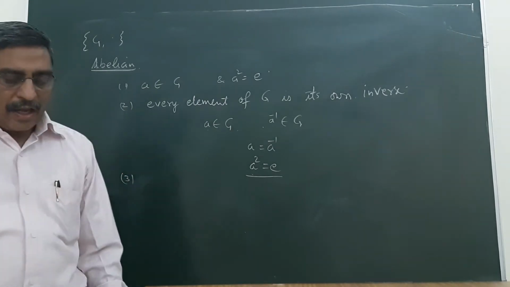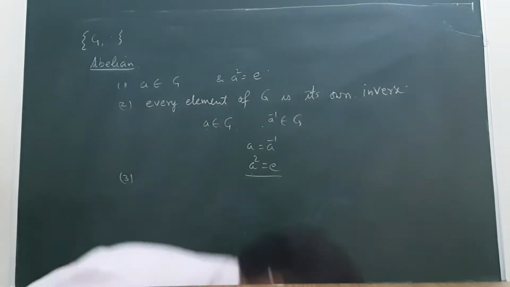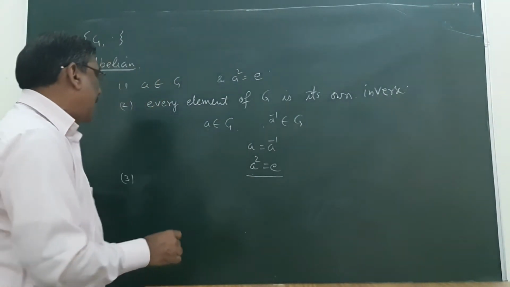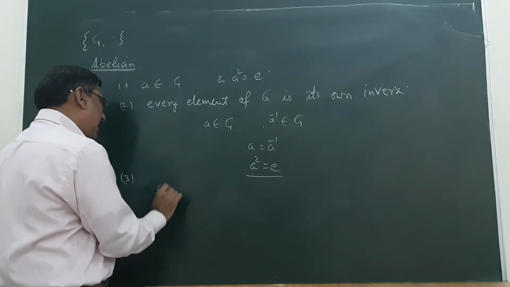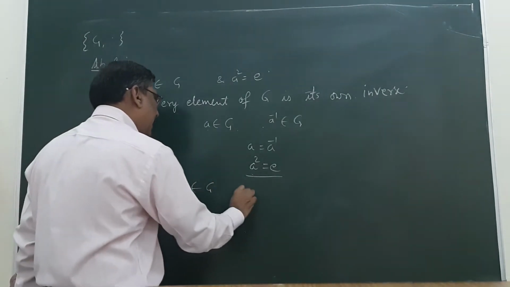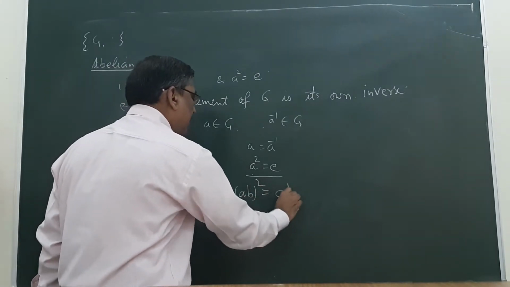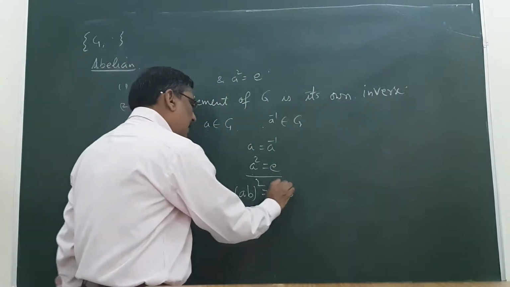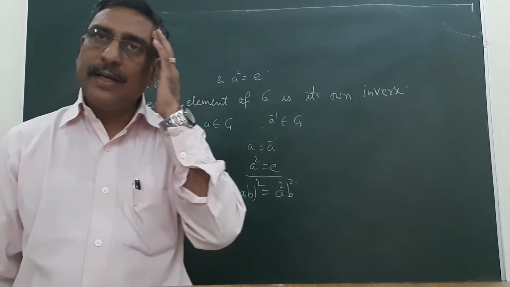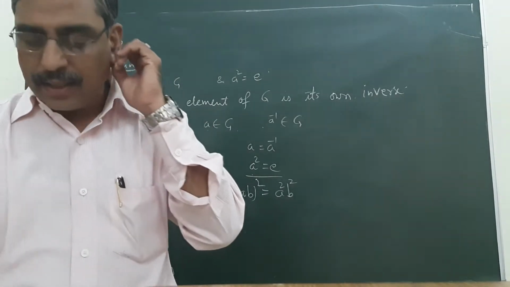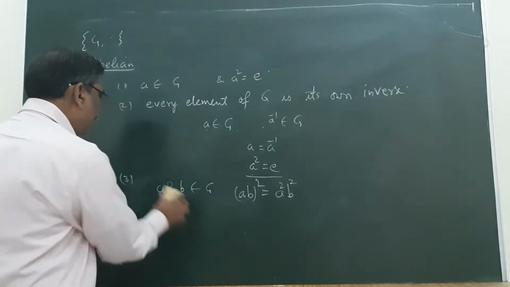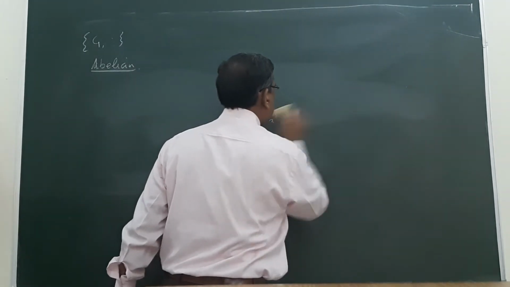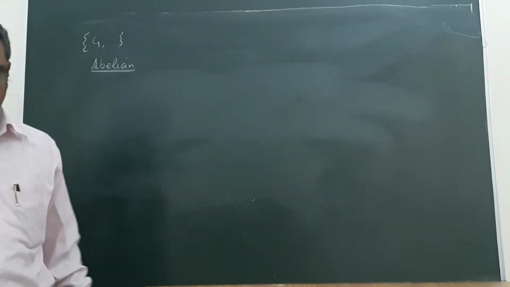Third one, if a and b are two elements belonging to G and ab whole square is equal to a square b square, then it will be abelian. So these three are the results for abelian group. We can easily prove them, but the results are important for us for our further study.